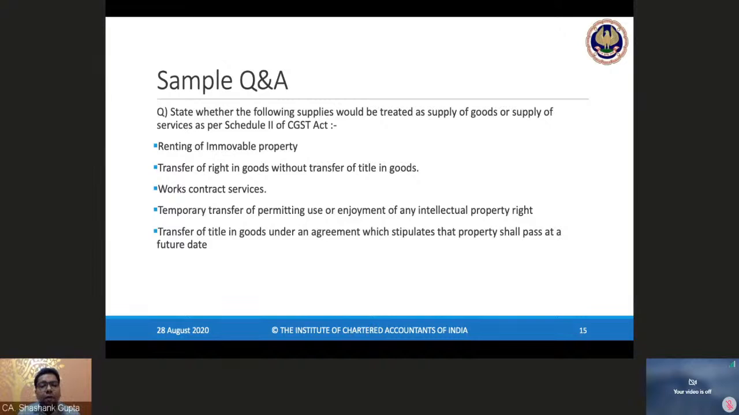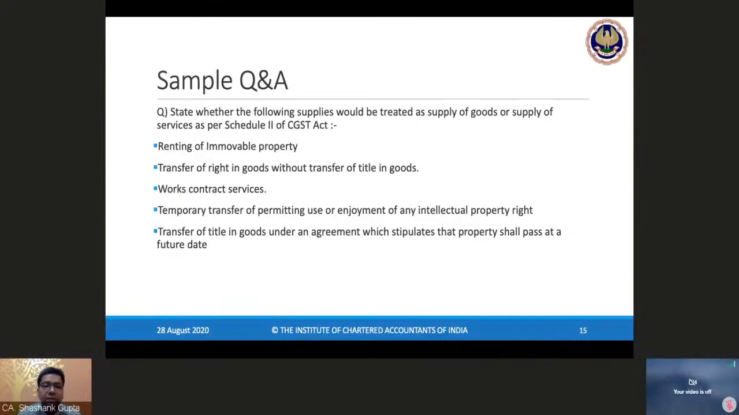Second is transfer of right in goods without transfer of title in goods. So right in goods, I gave you an example of car being taken, right? So what did we discuss? That is a case of supply of service and not goods. Next is works contract, and here itself it is mentioned services. So nothing more to be said. Temporary transfer of permitting use or enjoyment of any intellectual property right, in itself, again, is a case of supply of service.